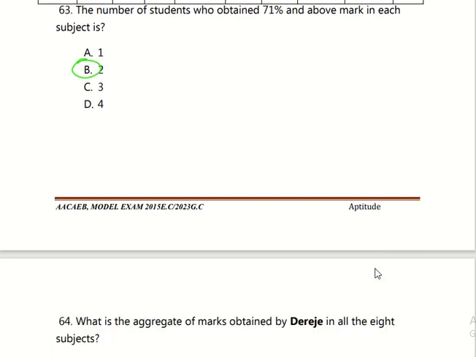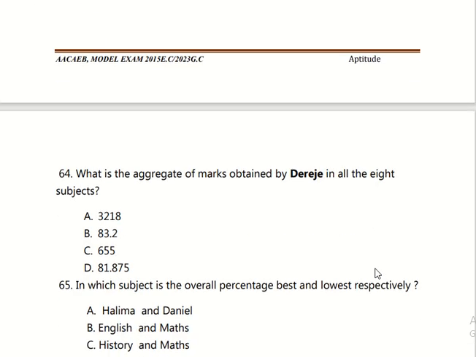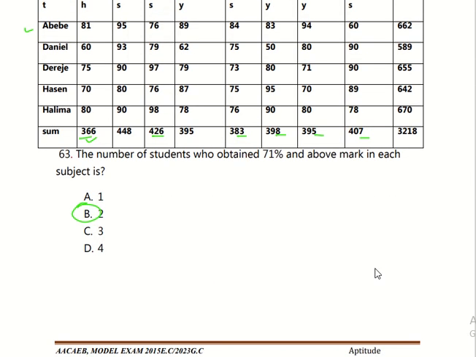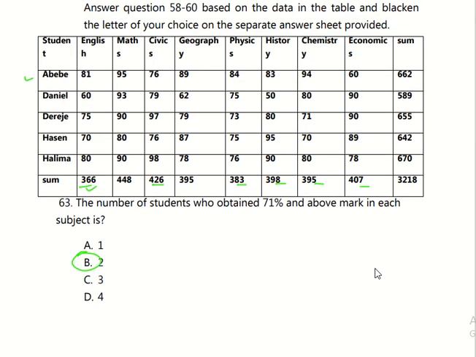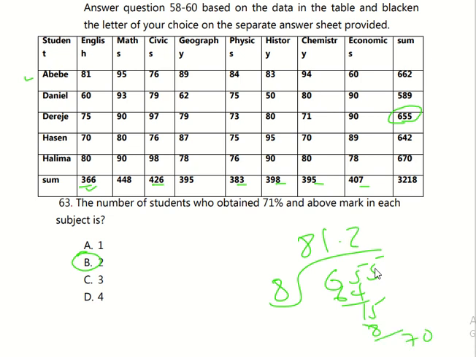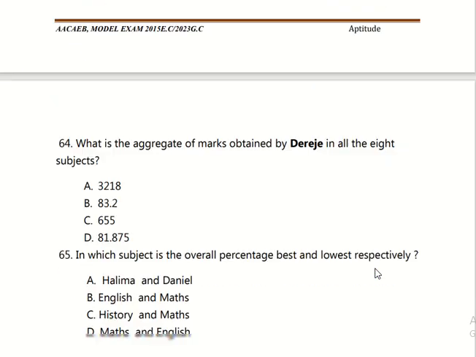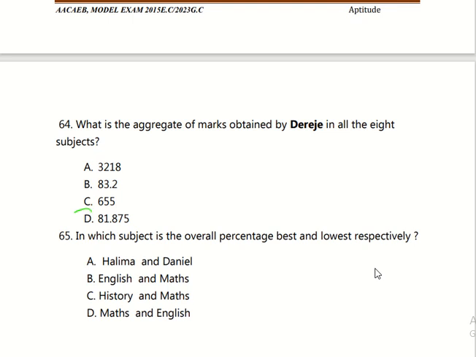Okay, the next question: what is the aggregate of marks obtained by Daraji in all the 8 subjects? Daraji's 8 subjects are given to us here. Daraji's total is 655. So we have to divide it by 8. 655 divided by 8 will be 8 times 81, remainder 7, which gives 0.8, something like that, 81.8 nearly. Yeah, so the answer should be D.